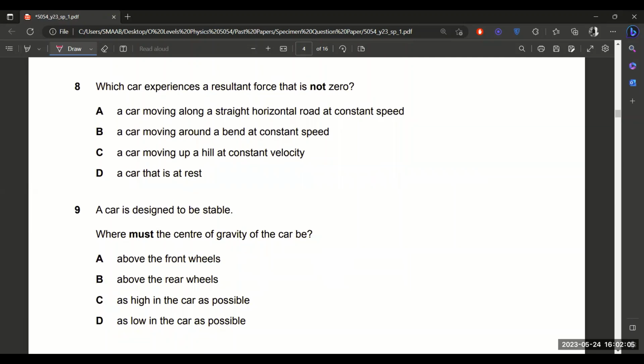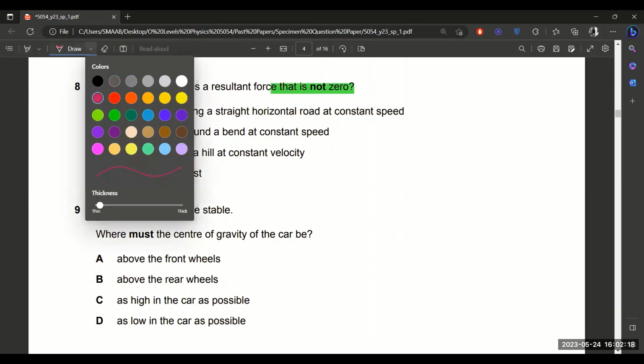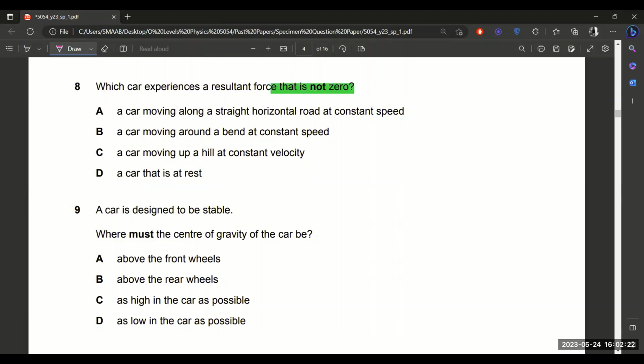Again, they are talking about a resultant force. Which car experiences a resultant force that is not zero? So our focus is on not zero. We need to find out where the resultant force is not zero. We have multiple options, starting with a car moving along a straight horizontal road at constant speed. Remember, they are again talking about not zero, so we need to find where the resultant force is not zero.